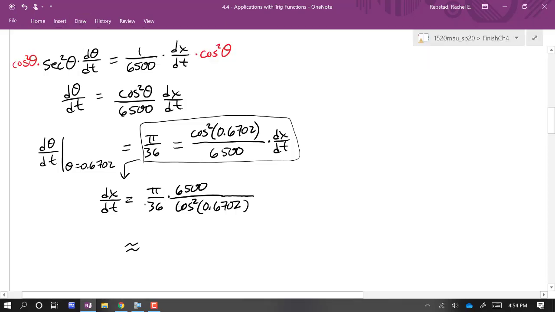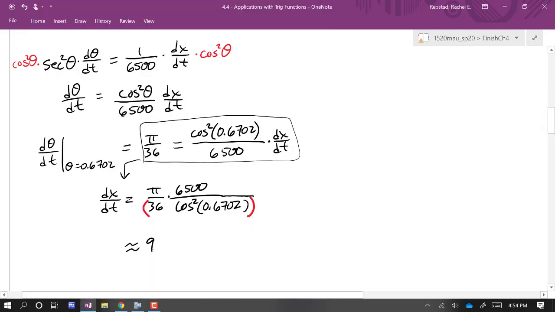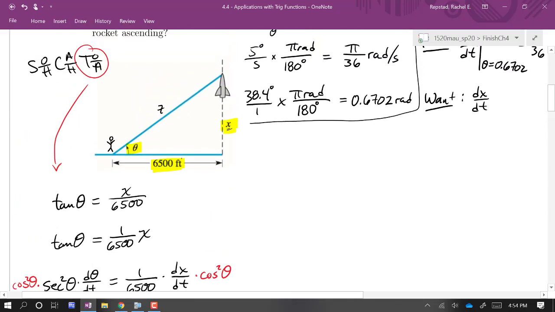I have to make sure when I plug this in the calculator that I put the whole denominator in parentheses. Square the cosine, so I close the cosine function, then I square it. Now I'm closing the parentheses on the denominator, and I get 923.56. Now units for this are going to be units of x over units of time. So the x units, that was distance, and our distance units here I could tell are in feet, so it'll be feet per second.